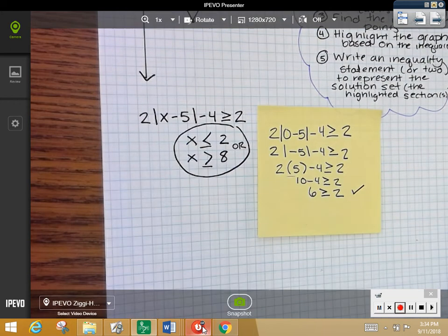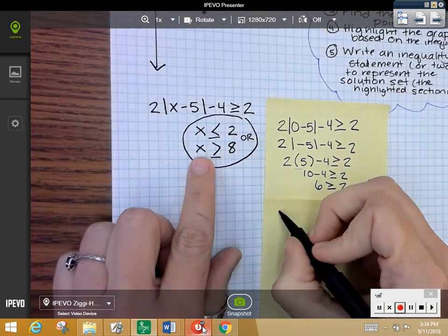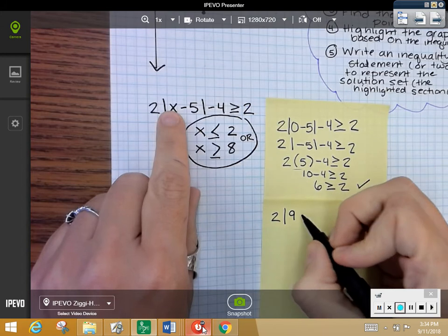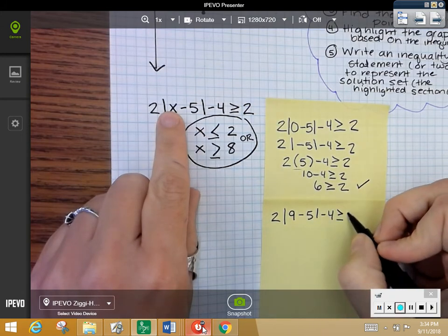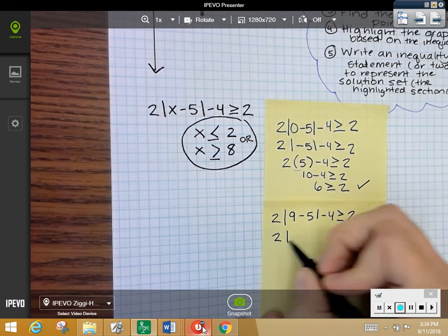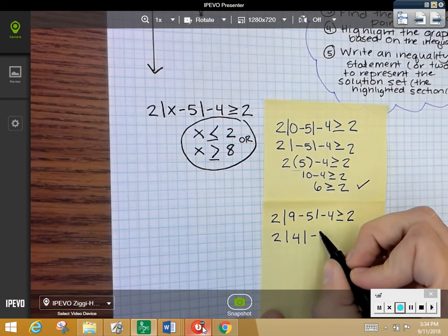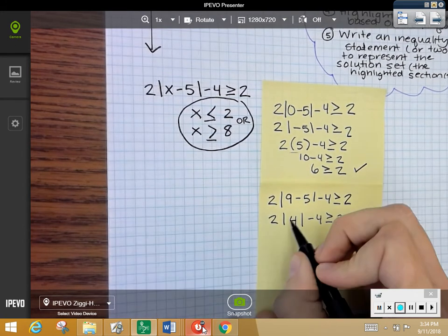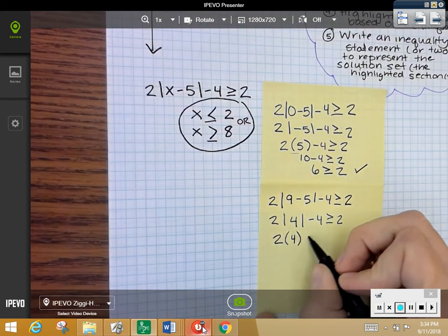And let's just do one really quickly for my other. So a number that would be greater than 8, well, 9 is greater than 8, so let's try that out. So 2, I'm going to substitute a 9 in place of the x, so 9 minus 5 minus 4 is greater than or equal to 2. So 2 times the absolute value, 9 minus 5 is 4. Minus 4 is greater than or equal to 2. The absolute value of 4 comes next. 4 is 4 spaces away from 0 on the number line, so it would be 4.